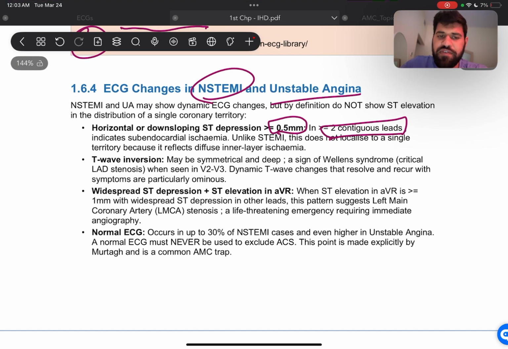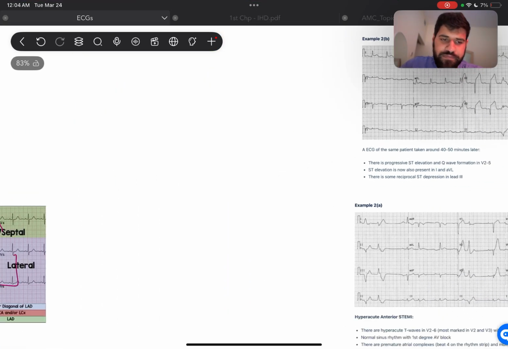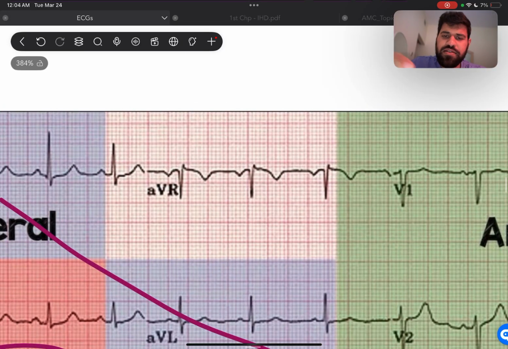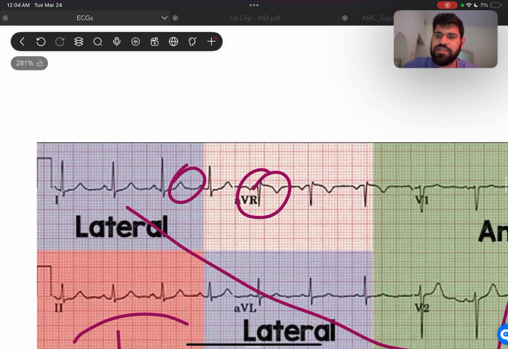T-wave inversions, an important point. T-wave inversion may be symmetrical and deep. It is a Wellens syndrome sign when it is seen in V2 and V3. Dynamic T-wave changes that resolve and reoccur with symptoms are particularly ominous. Next, wide ST depression and ST elevation in AVR. AVR is supposed to be the opposite of whatever is in the normal ECG. Let's just consider this ECG. You see how our ECG is supposed to look like this, right? AVR is completely opposite, it's the other way around.